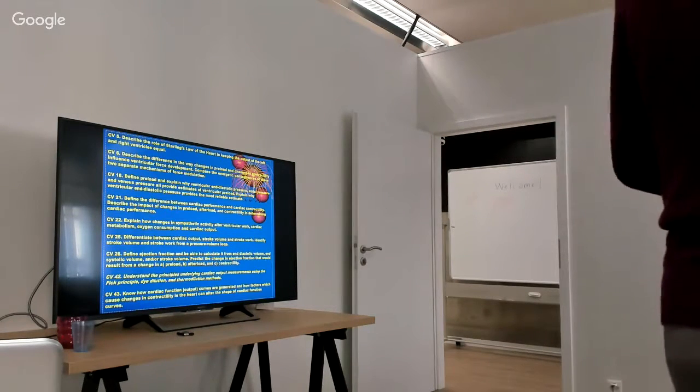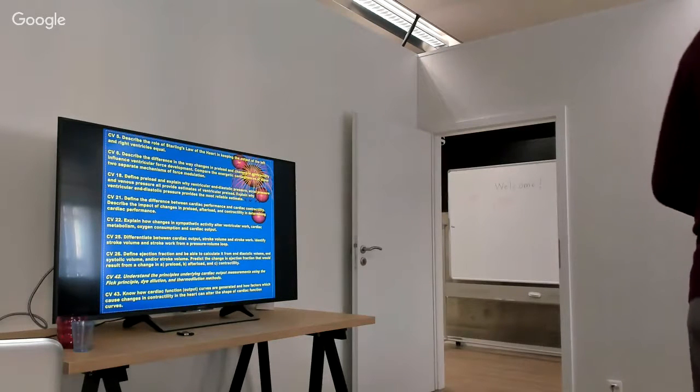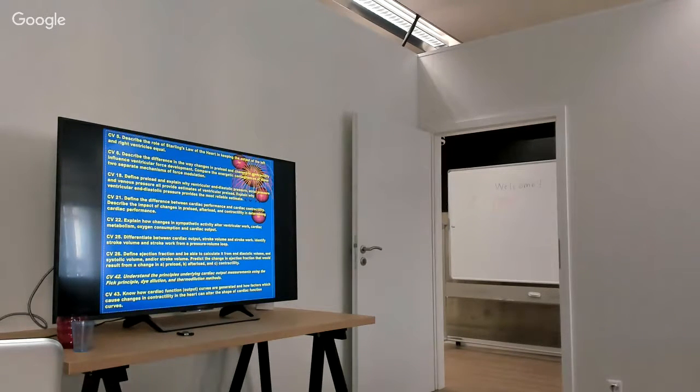And what is the stroke work? It is the work of the heart during the cardiac cycle to move the blood from the ventricle into the circulation, into the aorta for the left ventricle.